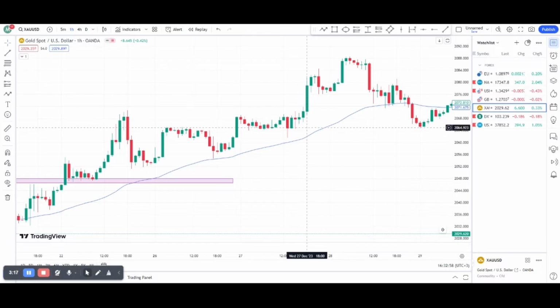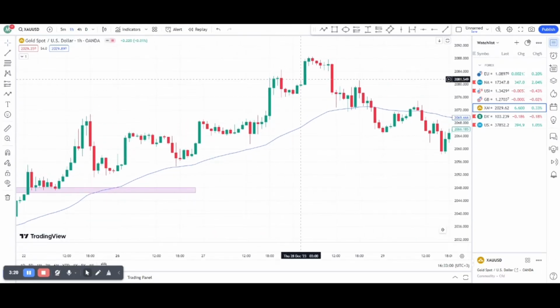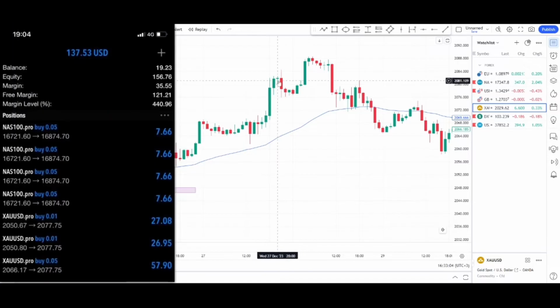So I held that trade until 2077, and that is when I closed my trade because I knew at this area, when I started seeing the rejection at 2082 and this retracement, I knew it was enough, and I decided to close this market at this area guys.